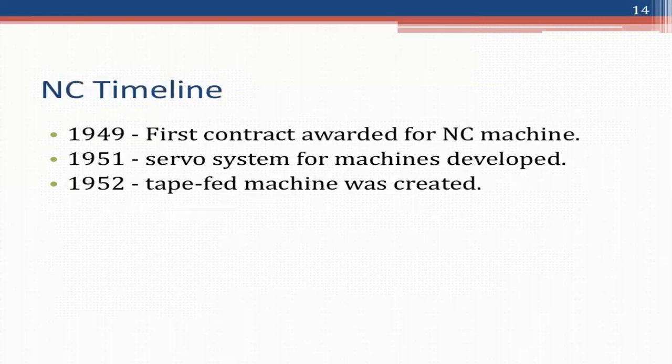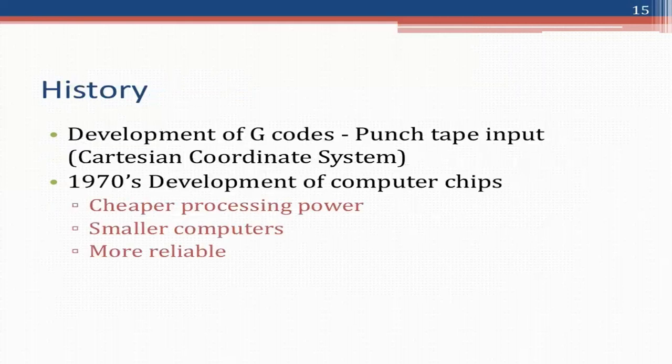In 1947, the first contract award for a CNC machine was made, but in 1951, the servo system for machines was developed. In 1952, the tap feed machine was created. It is a timeline of NC methods.